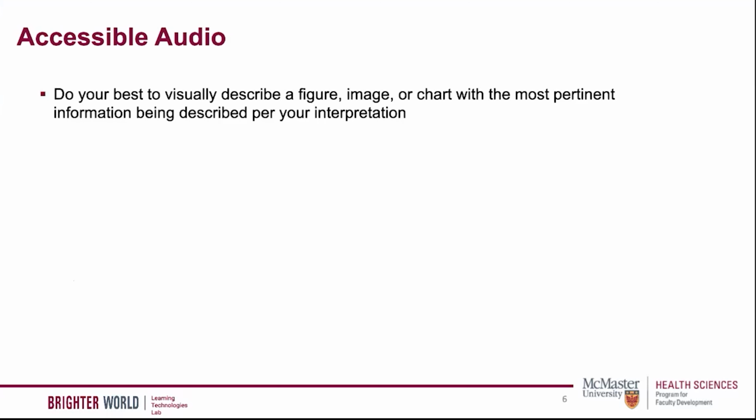So one of the things to keep in mind when we're thinking about our audio recordings is that we are also working in a framework of making sure that our education is accessible for our learners. So when we think about our audio, do your best to visually describe a figure, image, or chart with the most pertinent information being described per your interpretation.